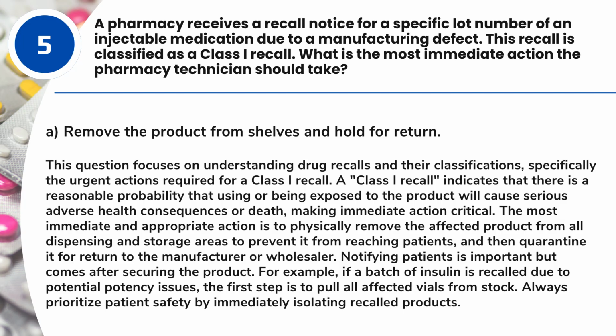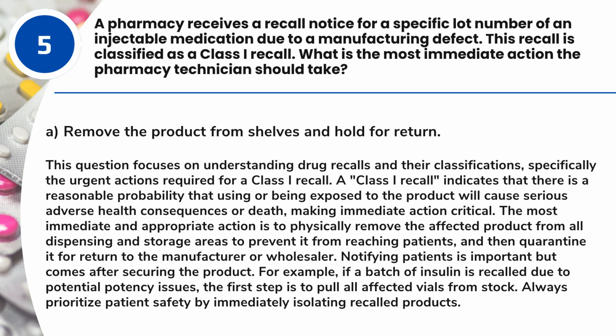Answer: A. Remove the product from shelves and hold for return. This question focuses on understanding drug recalls and their classifications, specifically the urgent actions required for a Class 1 recall. A Class 1 recall indicates that there is a reasonable probability that using or being exposed to the product will cause serious adverse health consequences or death, making immediate action critical.